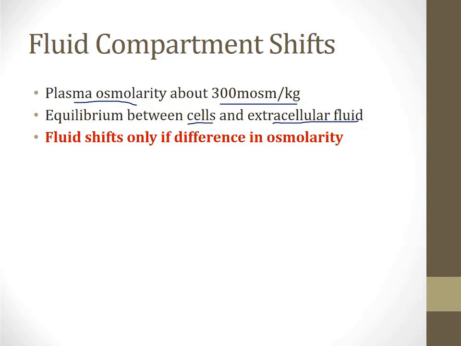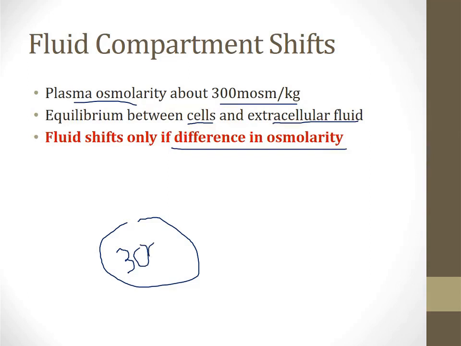And fluid volume is only going to shift from outside of cells to inside of cells if a difference exists in osmolarity. So for example, let's imagine that we have a cell, and inside the cell the osmolarity is 300 milliosms. We can add all the volume we want of fluid at 300 milliosms to the extracellular space. None of that volume will move inside of the cell.